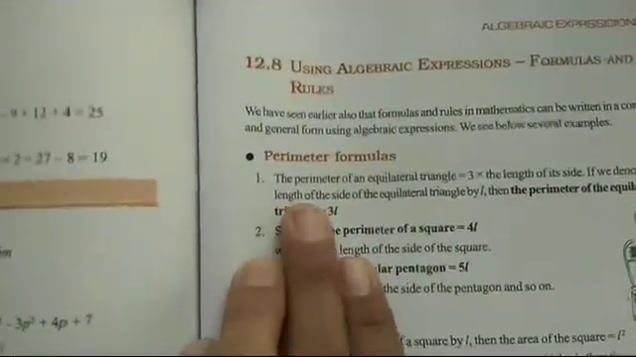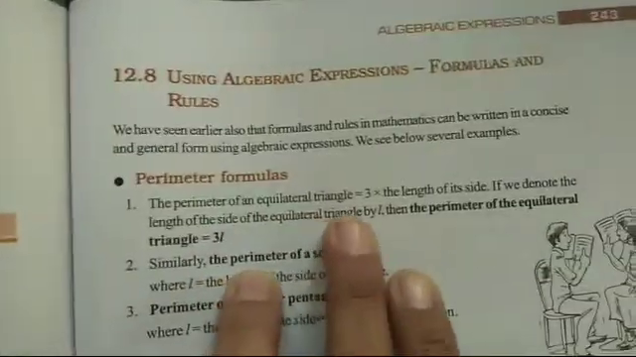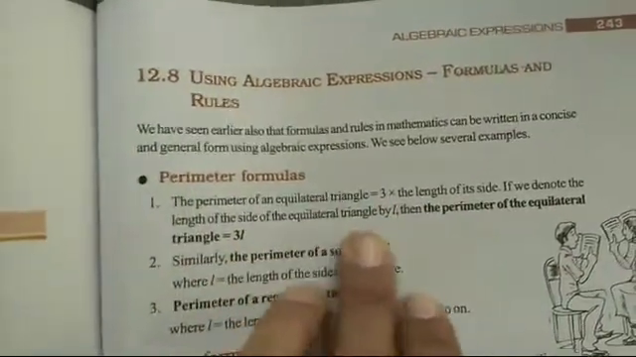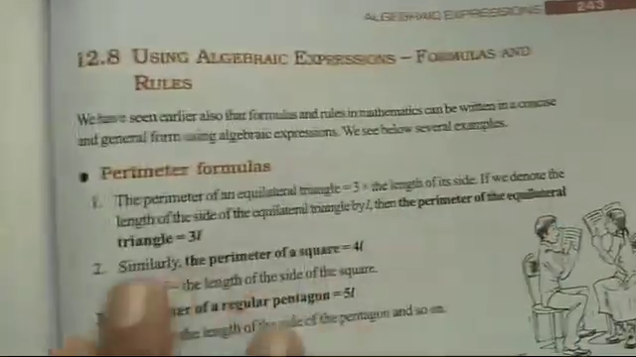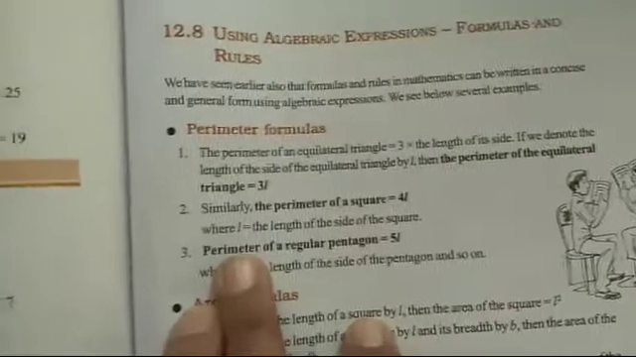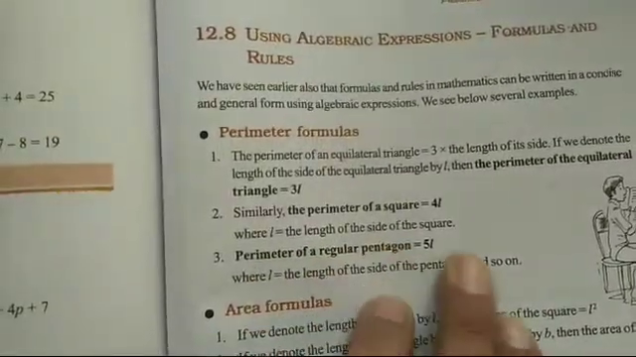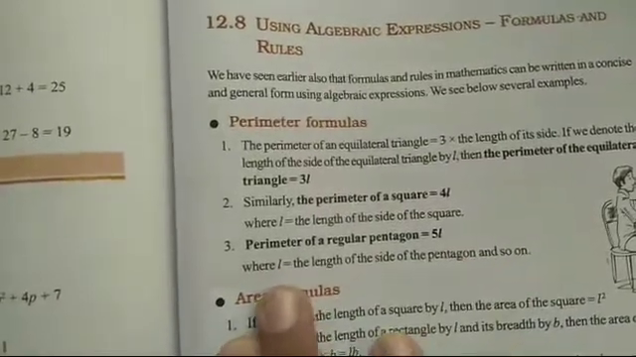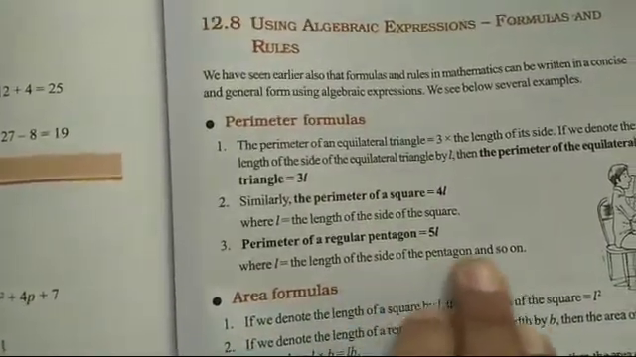Perimeter and formulas. The perimeter of an equilateral triangle is equal to 3 times the length of its sides. If we denote the length of the sides of an equilateral triangle by L, then the perimeter of the equilateral triangle will be 3L. Similarly, the perimeter of the square is 4L, where L is equal to the length of the side of the square. Now the perimeter of the regular pentagon is equal to 5L. So L is the length of the side of the pentagon, and so on.